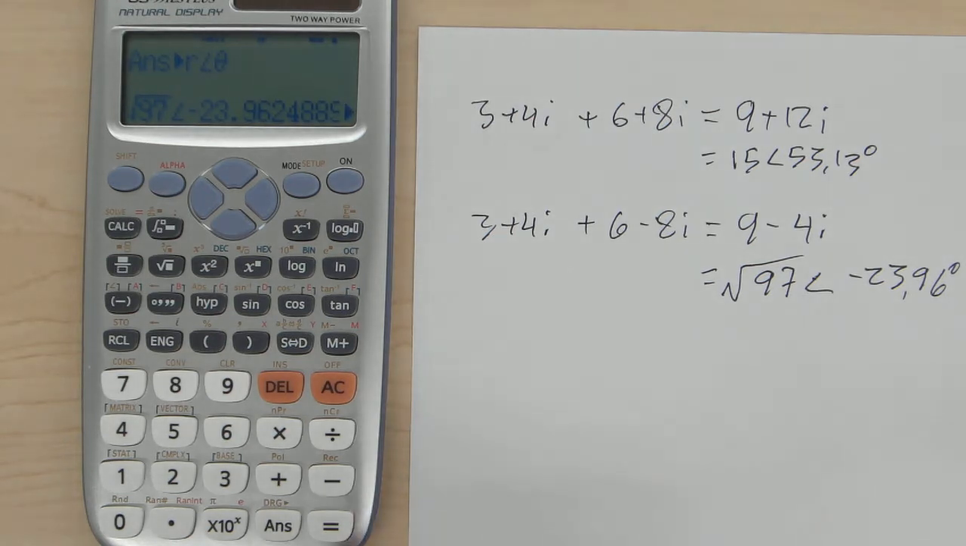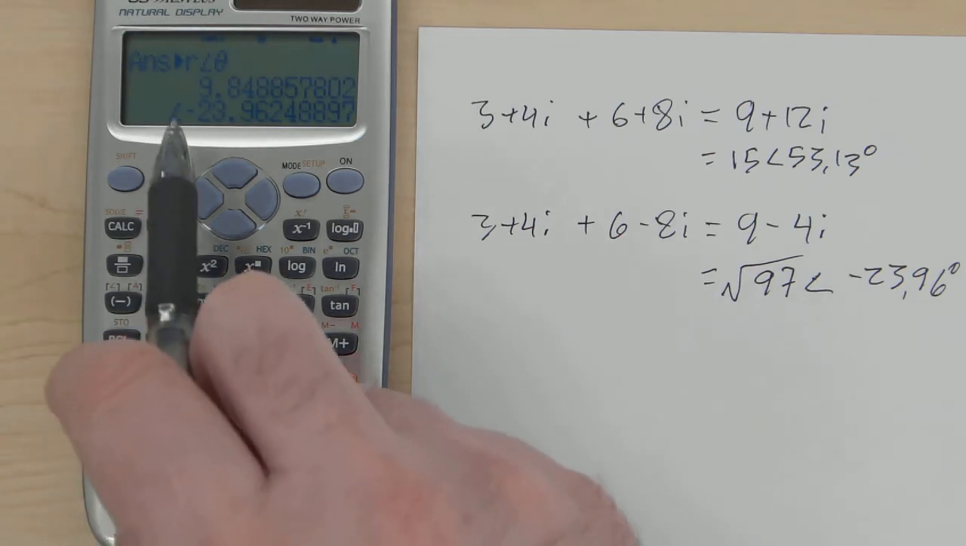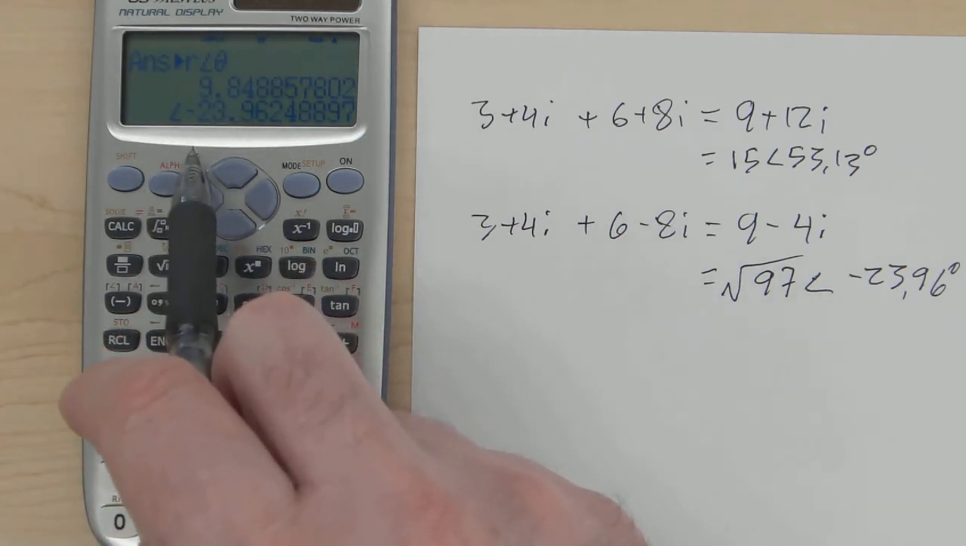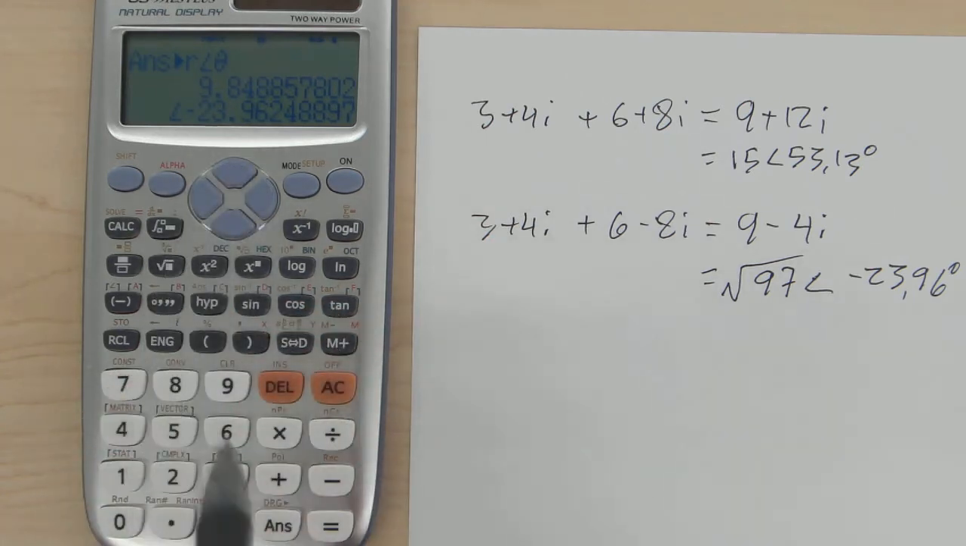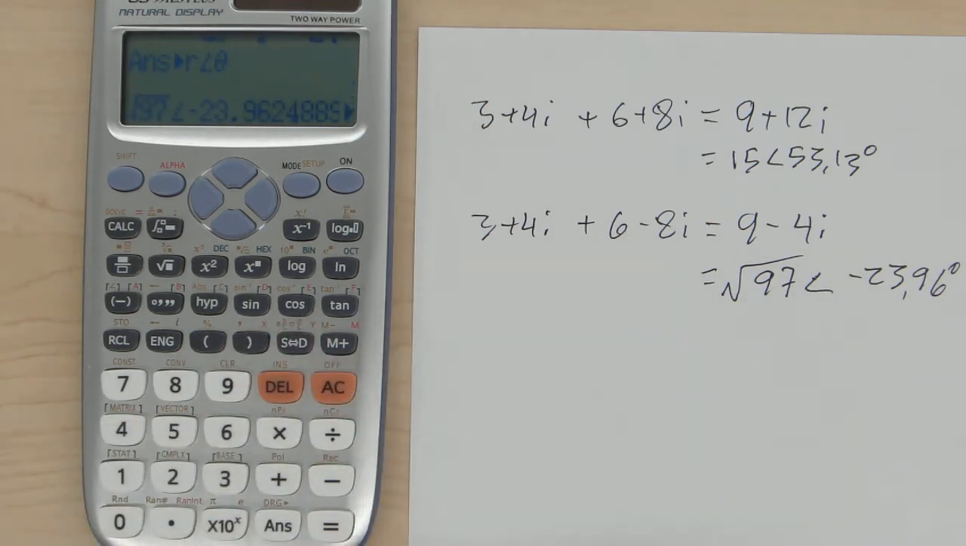You might not like that answer of square root of 97. You might want to know, well, what is that? What is that in decimal form? Well, this button here that converts symbolic to decimal, if I push this, it'll convert it. It's now about 9.85. Same angle, minus 23.96 degrees. And if I want to go back to symbolic form, I hit symbolic to decimal again, and it converts it back into symbolic format. All right.